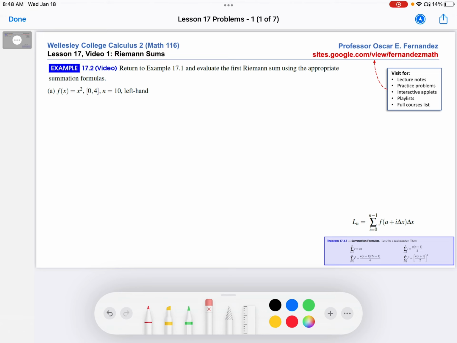So this example was meant to get you working with Riemann sums, specifically the left-hand Riemann sum, and also using some of the summation formulas. So I'll get there in a minute.